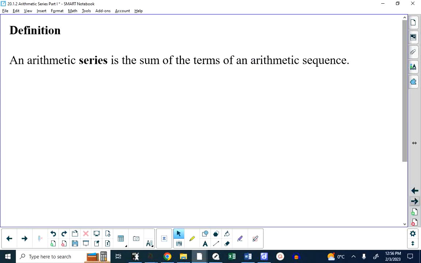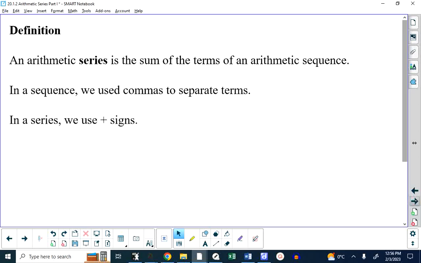An arithmetic series is the sum of the terms of an arithmetic sequence. Okay? So the word sequence is the list of the numbers. The word series means what do you get if you start adding up the numbers. So in a sequence, we use commas to separate terms, but in a series, we use plus.